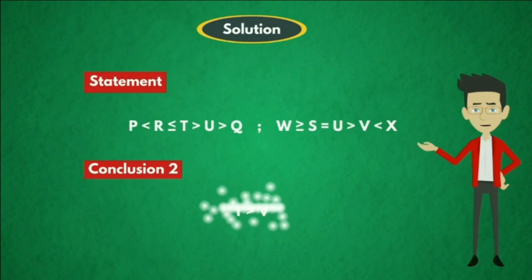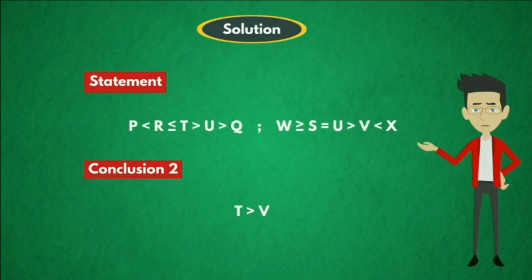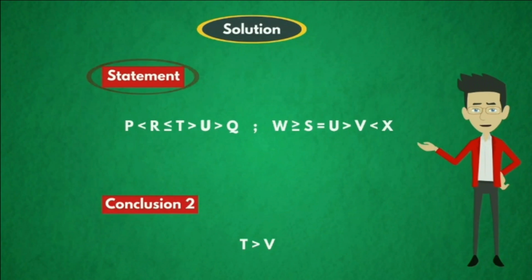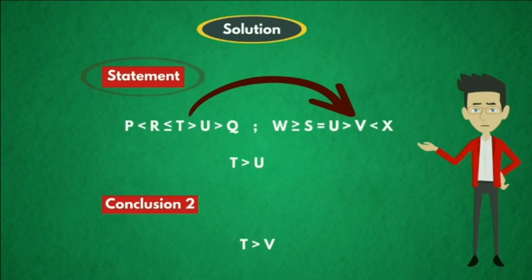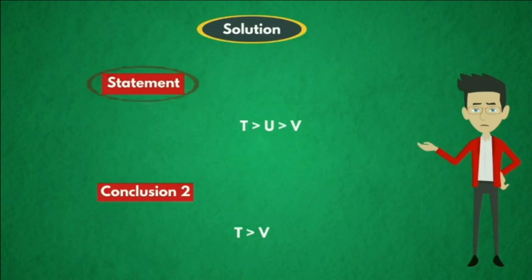Conclusion 2. T greater than V. Here in the statements, we don't have a direct relation between T and V, but we can combine the statements T greater than U and U greater than V. Here we have a relation from T to U and U to V, so we will get a relation from T to V. In this statement, U greater than V. So here T greater than U greater than V. So we can directly write T greater than V. So conclusion 2 is true.